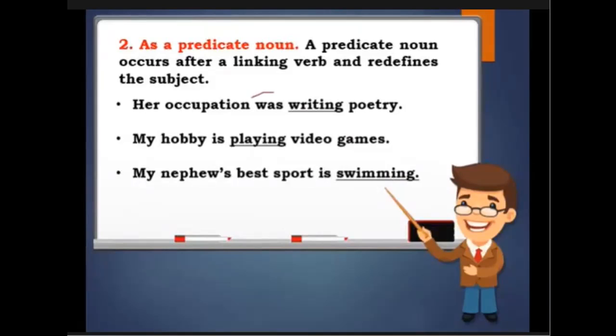The first thing that you have to pay attention to is the linking verb here and here. And immediately after that, we have the gerunds. Writing is defining or redefining the subject. The subject is her occupation. What is her occupation? Writing poetry. My hobby is playing. Playing is my hobby. And my nephew's best sport is swimming. Swimming is telling me something more about this subject.